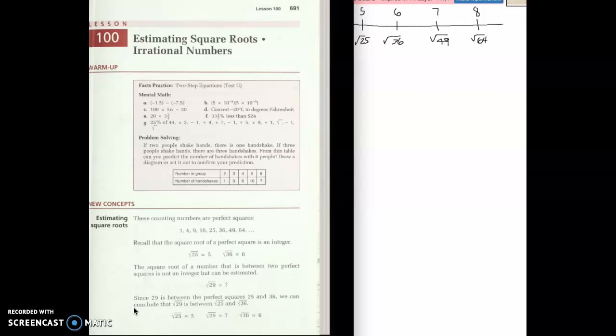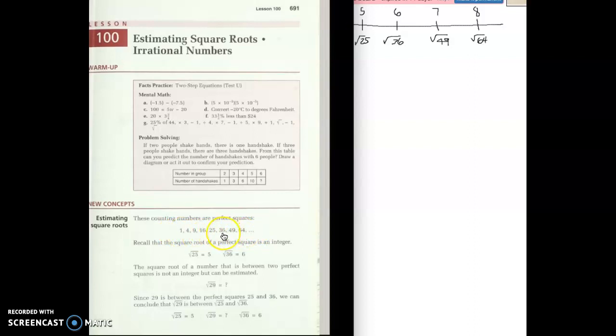And then what we're going to do today is estimating square roots and talking about irrational numbers. Estimating square roots is kind of a mental exercise where we have to know all of our perfect squares in order for us to really understand this concept. So you'll see right here, you have 1, 4, 9, 16, 25, etc. These right here are perfect squares, 1 squared all the way through 8 squared.